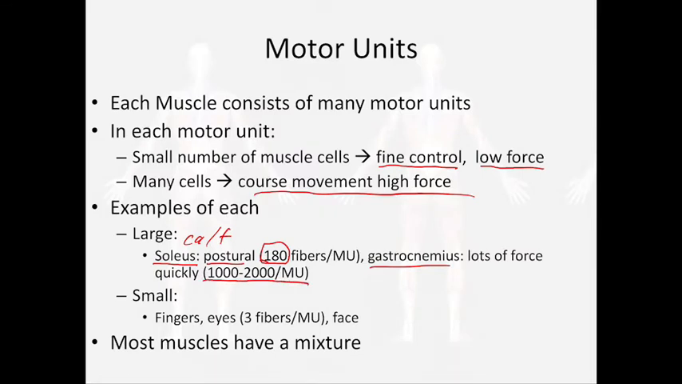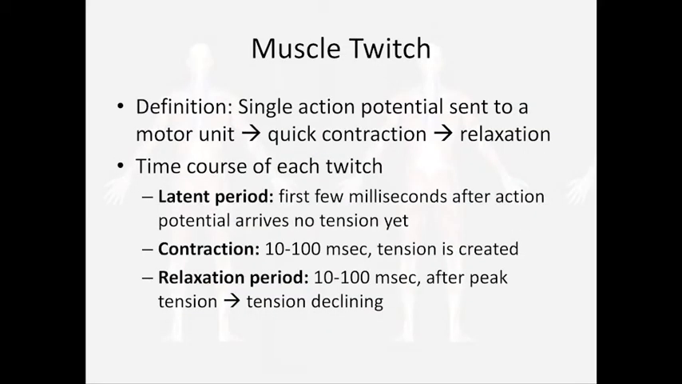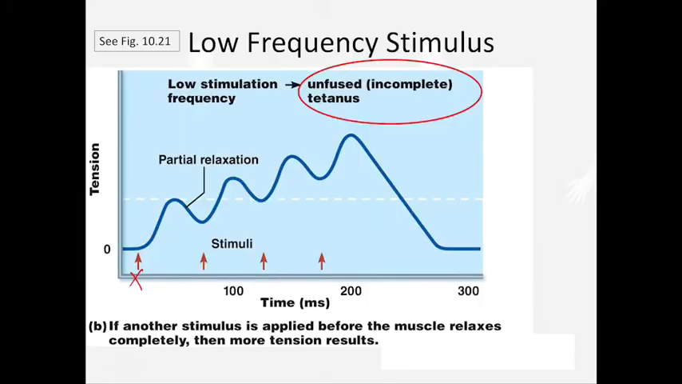So lots of force real rapidly. And then real small muscles in our fingers and our eyes, we may have as little as 3 muscle cells per motor unit. So we can do very fine movements. Most of our muscles have a mix of some small ones and then some large ones, so they can do a range of things.